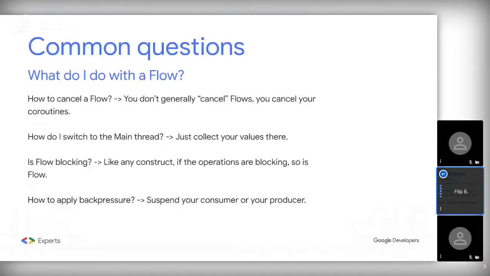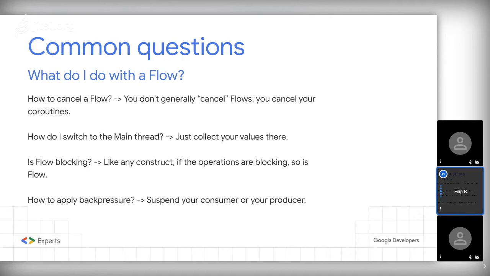So some of the common questions you might have around Flow are, how do you cancel a flow? And in general, you don't really cancel flows. You collect flows within a coroutine. So all you have to do is cancel that coroutine. The flow and everything will automatically be cleaned up because the coroutine has been canceled. And since the flow works within a coroutine, if there is no coroutine or if it gets canceled, it will automatically be cleaned up as well. So you don't have to worry about canceling your flow. You just cancel the coroutine.